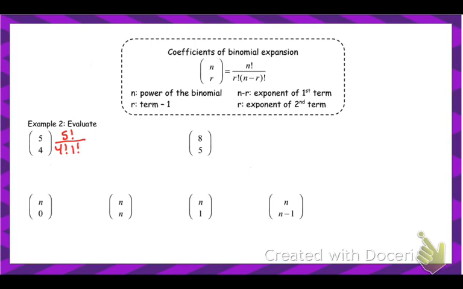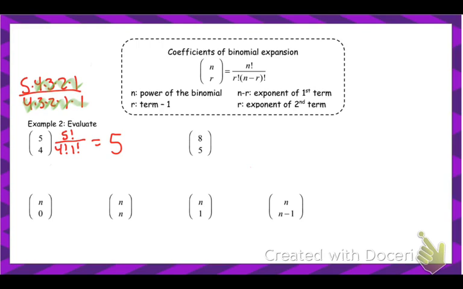If you don't remember how factorials work, you take the number and multiply by every whole number that follows. So 5 factorial is 5 times 4 times 3 times 2 times 1. 4 factorial would be 4 times 3 times 2 times 1. 1 factorial is just 1. What's really nice about these is you'll notice a whole lot of things cancel out. So this whole thing is just the number 5.